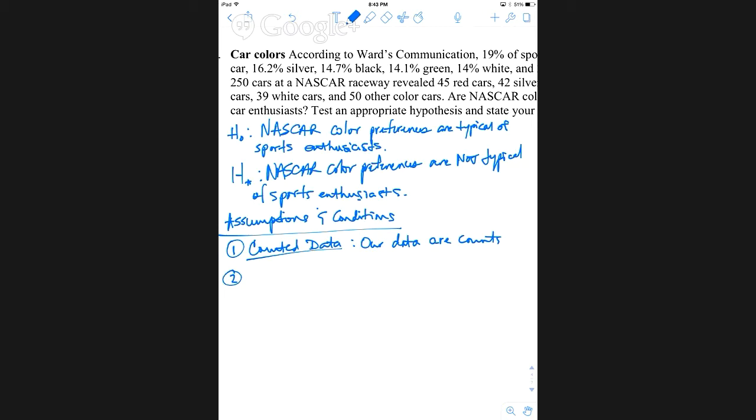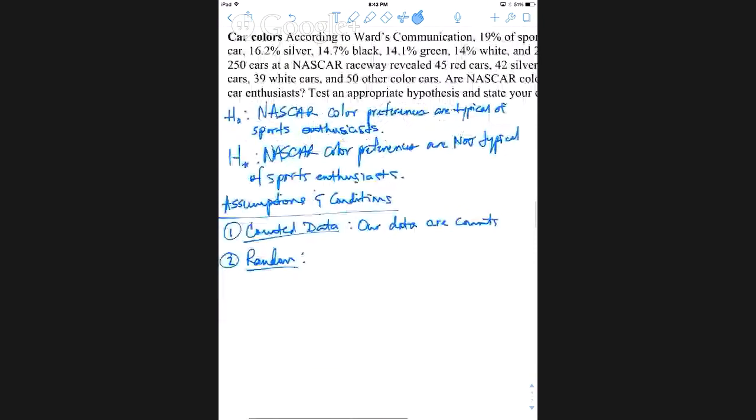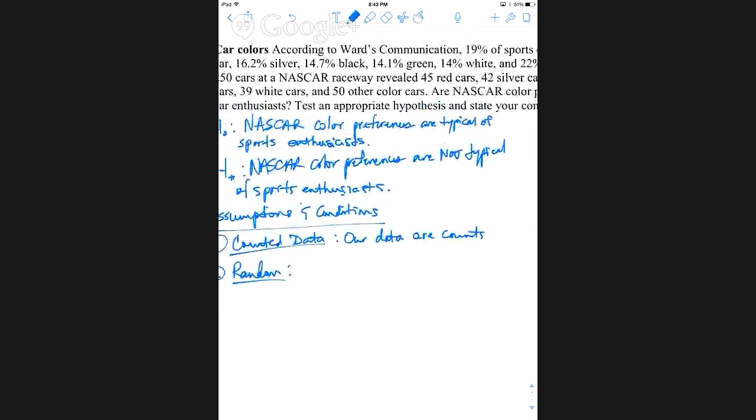The second is that, okay, so we have counted data, we have random, right? Random. We're going to say that a sample of 250 NASCAR cars, well, we're just going to say, assume that the 250 cars were taken at random.